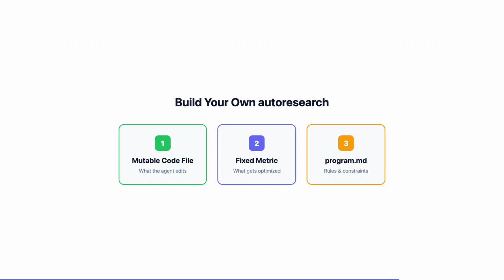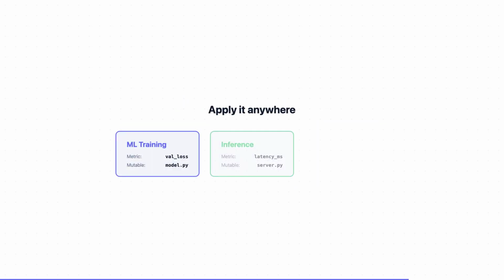The community has already generalized this. Autoresearch anything applies this pattern to any optimization problem. Autokernel does GPU kernel optimization. There are ports for Mac using MLX and Windows with RTX cards. Here are concrete ideas you could try today. If you're a machine learning engineer, you can use a very similar setup for your own models. If you're optimizing inference speed, make the metric latency or throughput, let the agent try quantization schemes, batching strategies, kernel configurations.